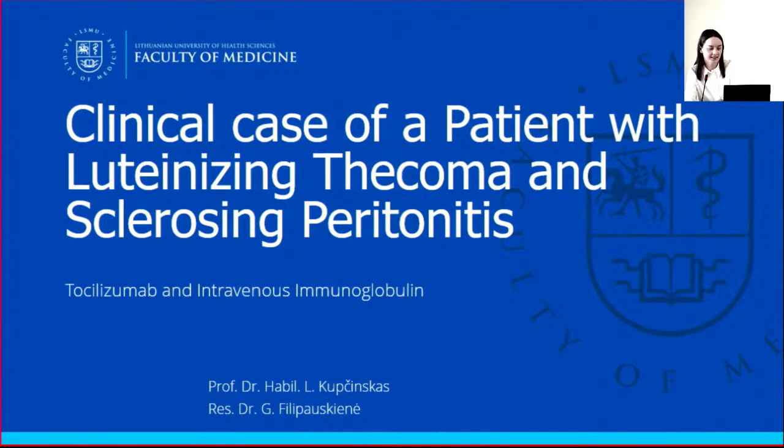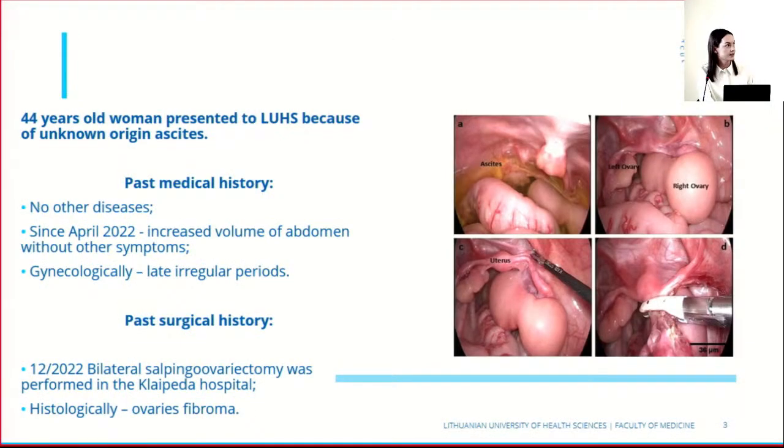Hello everyone. As Professor said, my name is Goda and I'm a resident doctor of gastroenterology. Today, along with Professor Kupčinskas, I'm going to shortly present a clinical case of a patient with luteinized thecoma and sclerosing peritonitis. A 44-year-old woman presented to Lithuanian University of Health Science Clinics because of ascites of unknown origin without any other symptoms at that time.